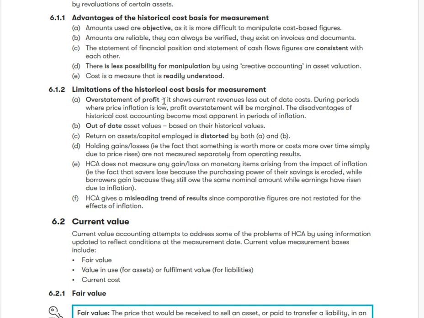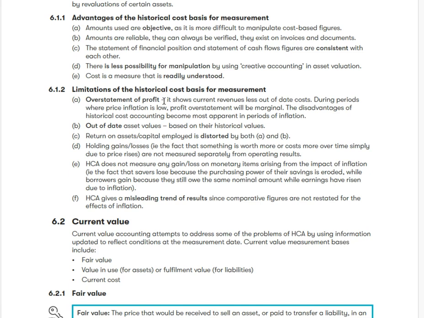Out-of-date asset values. Return on capital employed is distorted by both of these because when you have a historical cost asset basis, you show more return. Whereas with the current values, the return is less.